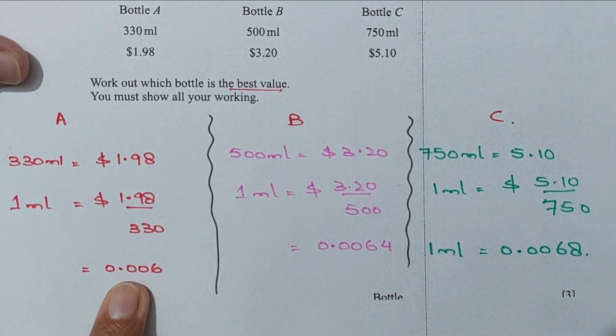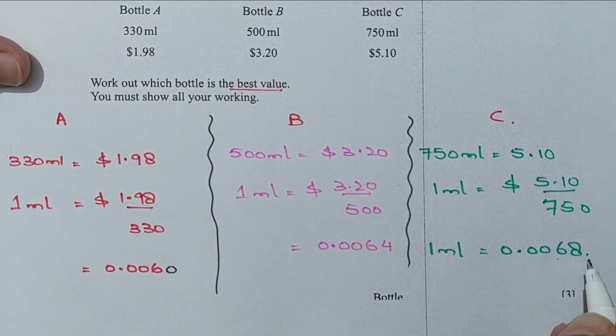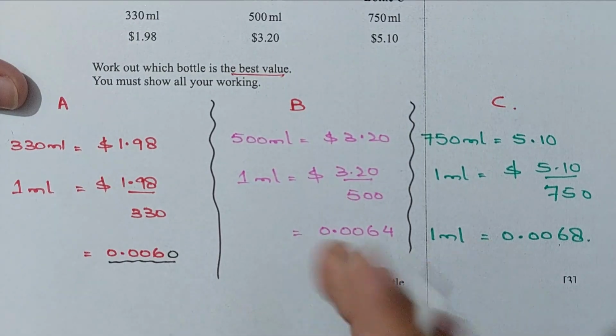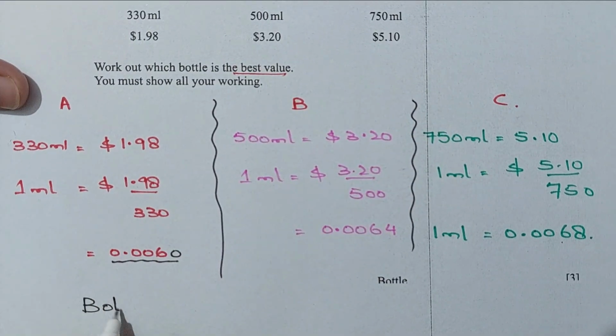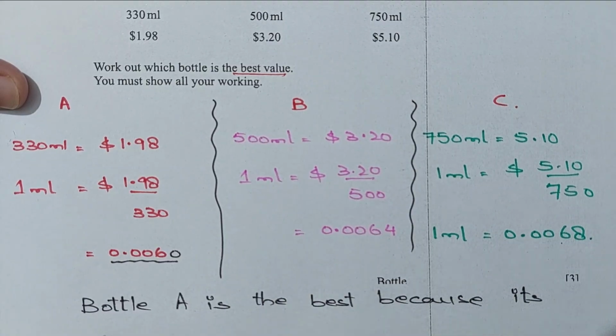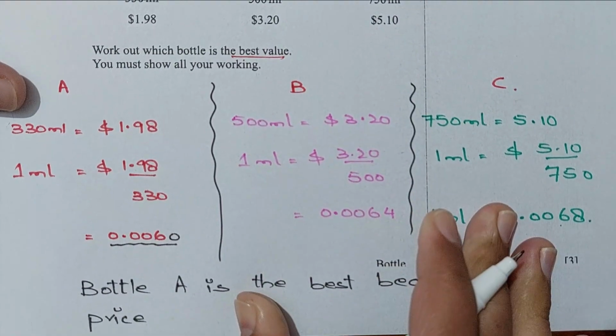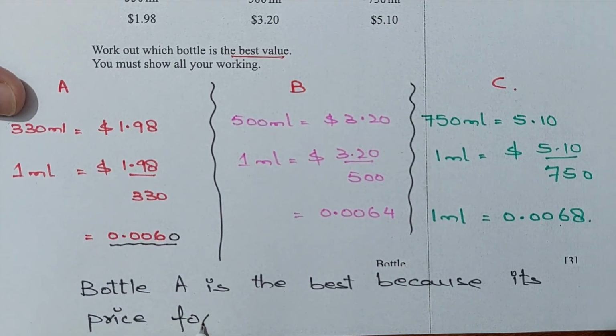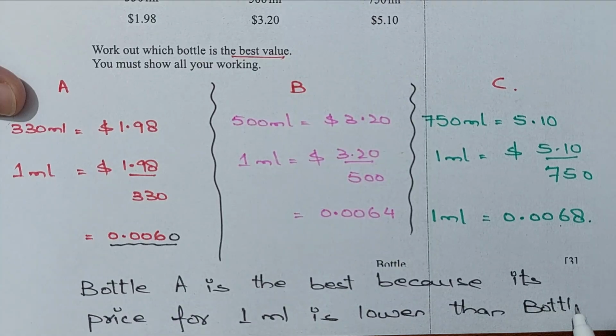For bottle A, the cost of 1 milliliter is 0.0060. And this is 6.4, this is 6.8. So this is the best. Which bottle is the best? We can say bottle A is the best because its price for 1 milliliter is lower than bottle B and C. Question number 8.